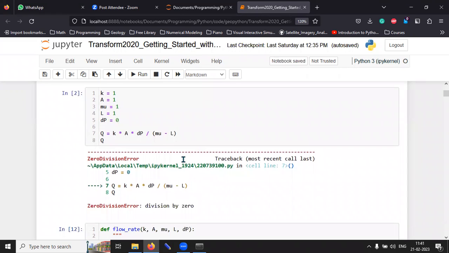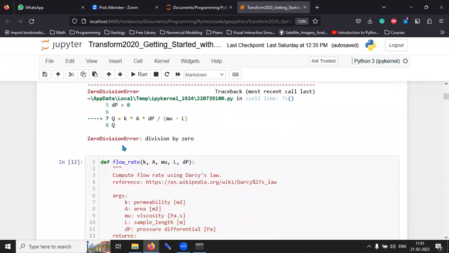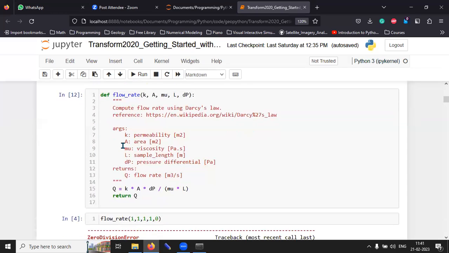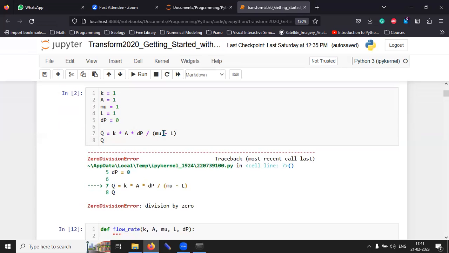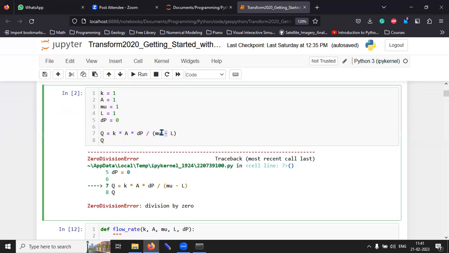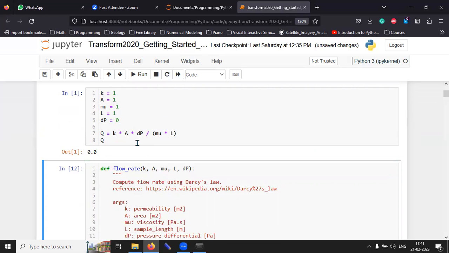But the problem with this is that this is division by 0 and we will get an error. So let us now write the code appropriately. There is a mistake here. This should be multiplied by. So if I execute this code, I will get 0 because I've put in the pressure difference to be 0.